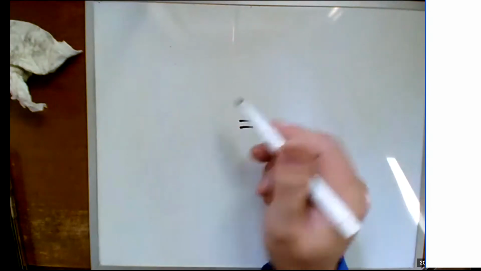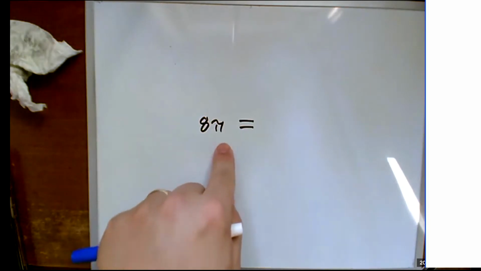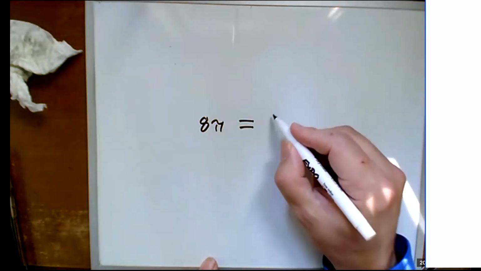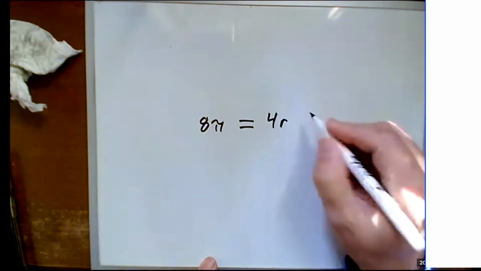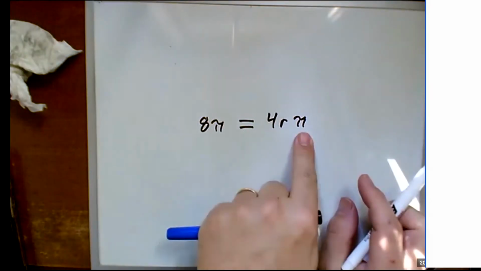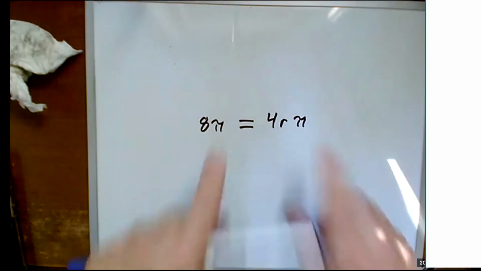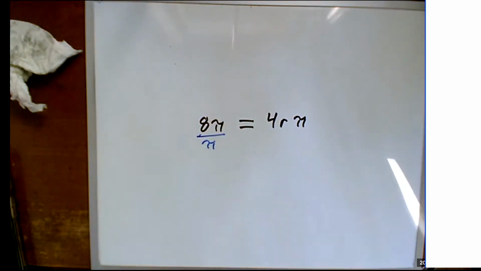If I have something on one side, and I'll call it 8 pi, that means 8 times whatever pi is. And then say I had something else on the other side, like 4r pi. This also means that it's being multiplied by pi. Because I'm multiplying by pi on both sides, I am allowed to say, I'm going to divide this side by pi, as long as I follow the basic rule of whatever you do to one side of an equation, you also do to the other.